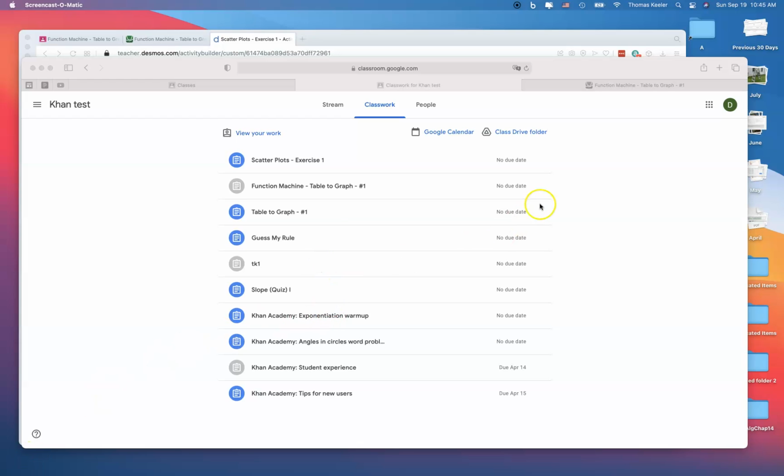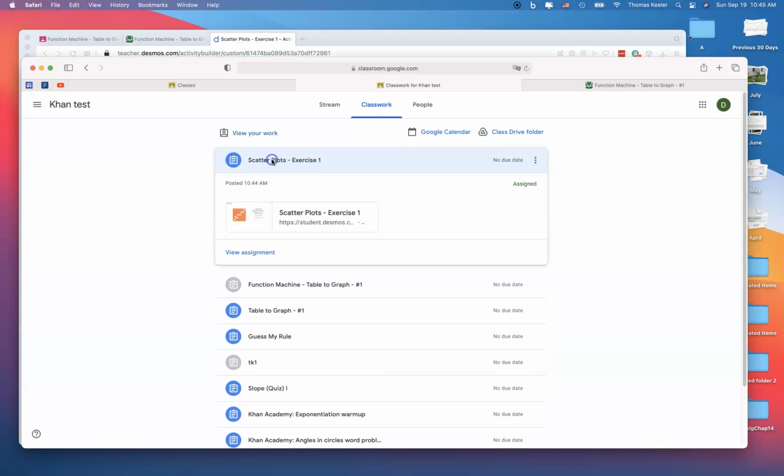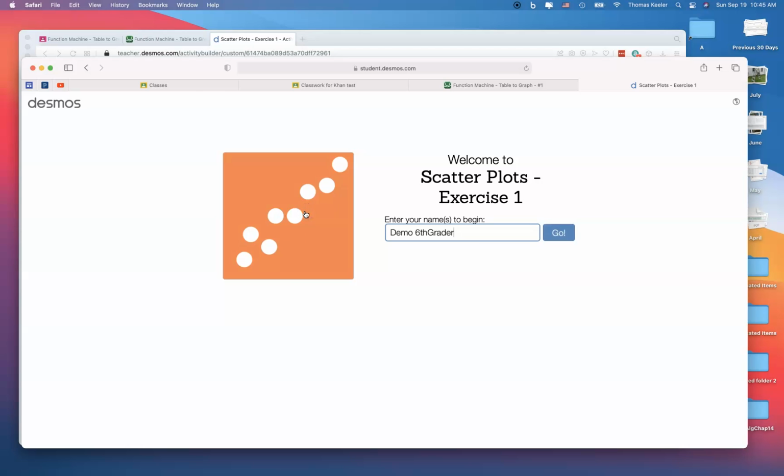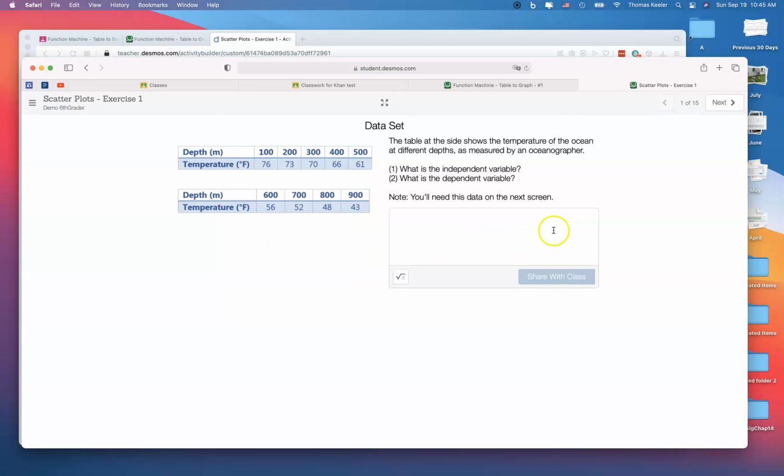Okay, so now we're going to have our demo student go through the scatter plots exercise 1. Again, we have a Desmos activity, so we go into Desmos. We're demo 6th graders, so we go.